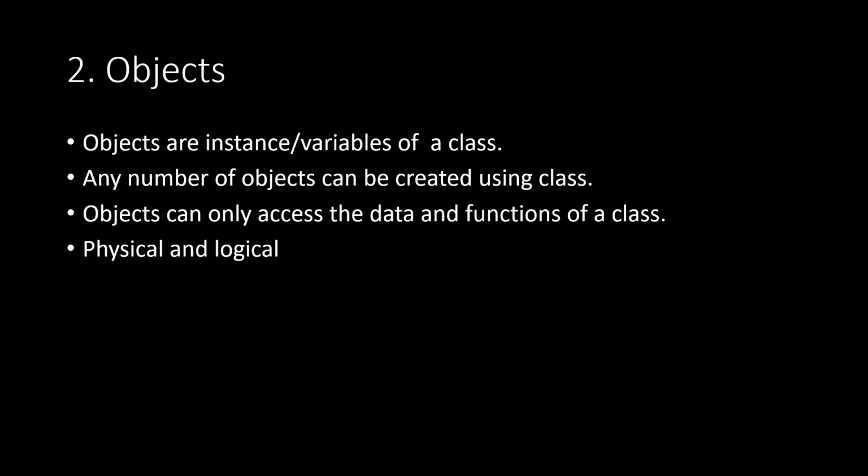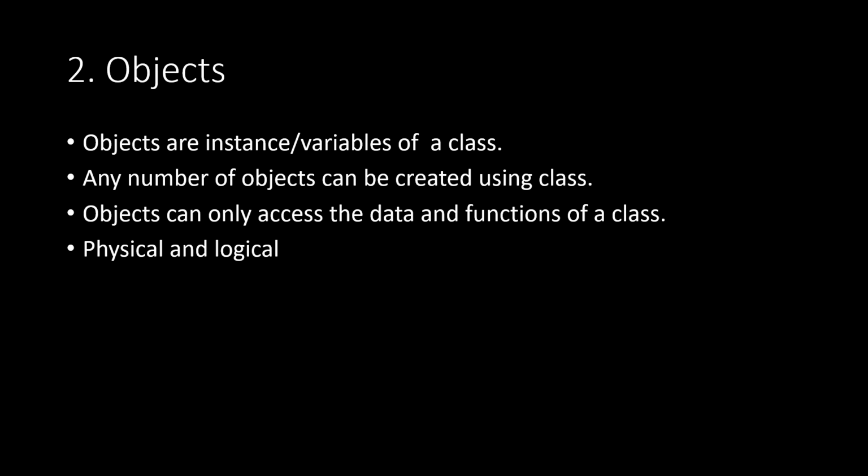Next we will see what are objects. Objects are the instance, or a variable, of a class. Based on the previous example, we have seen the class named pen. For that pen, we can create any number of objects. Using those objects only, we can call the functions and access the data from the outside world. That is the use of objects.